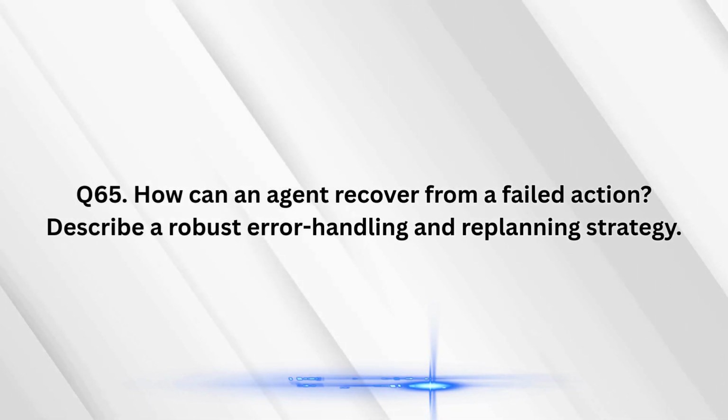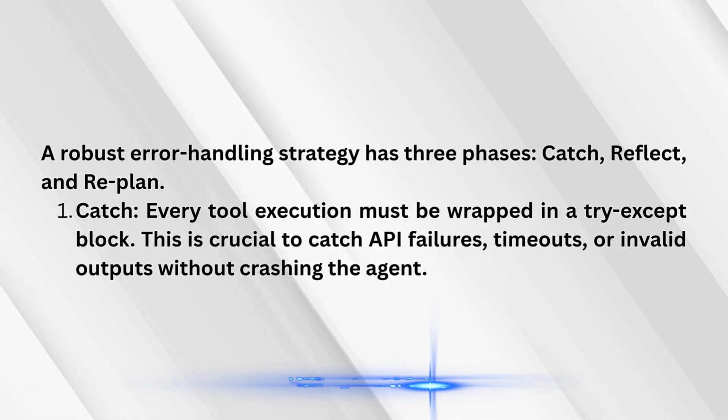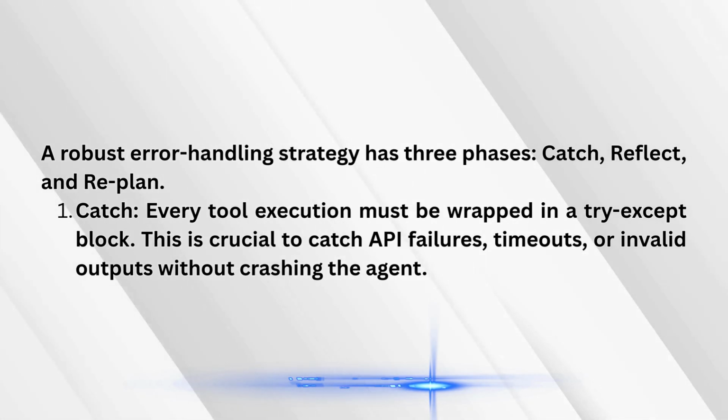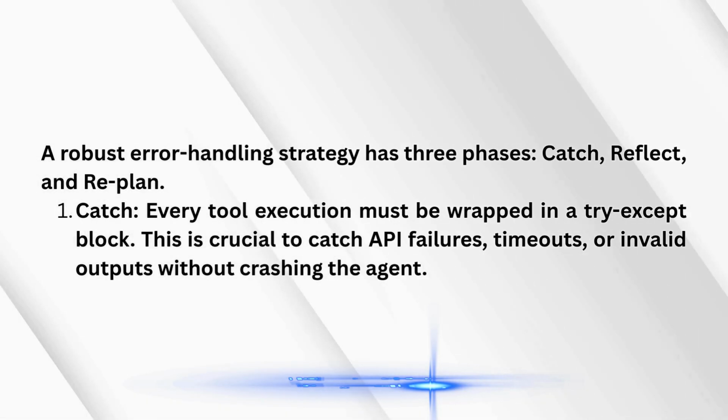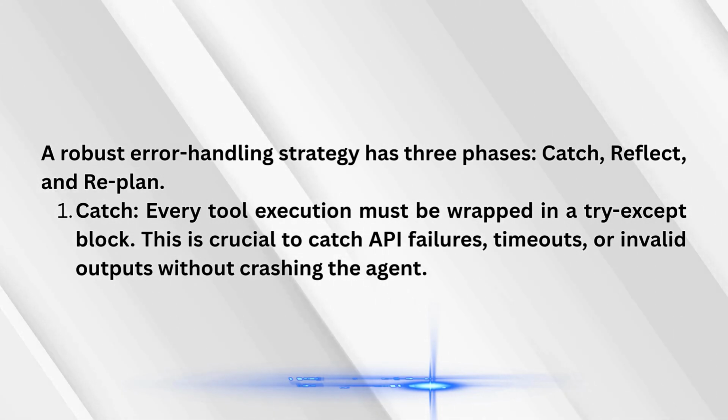How can an agent recover from a failed action? Describe a robust error handling and replanning strategy. A robust error handling strategy has three phases: catch, reflect, and replan. First, catch. Every tool execution must be wrapped in a try-except block. This is crucial to catch API failures, timeouts, or invalid outputs without crashing the agent.